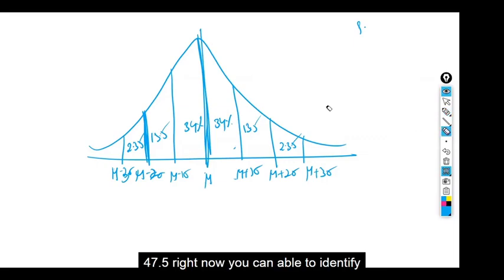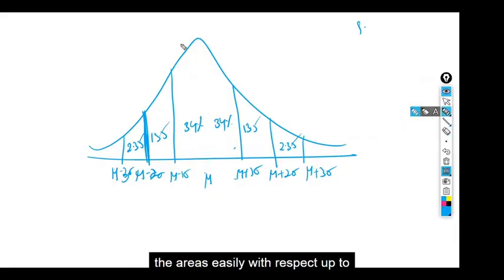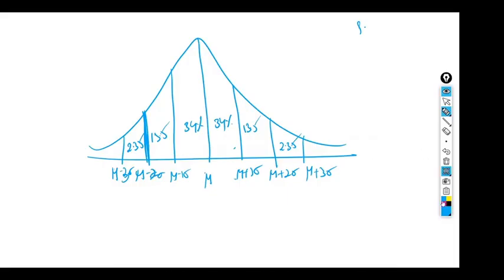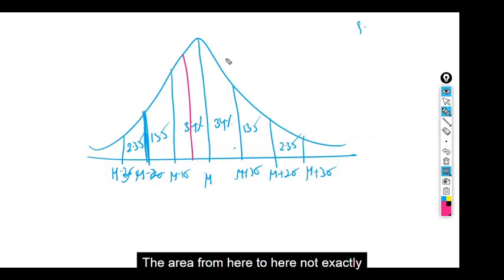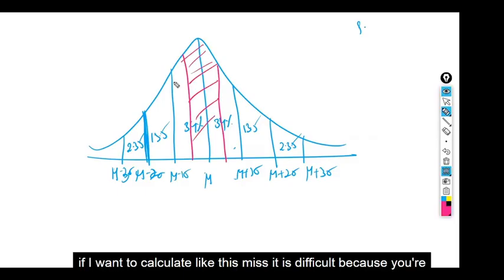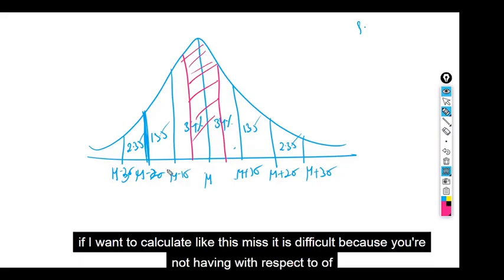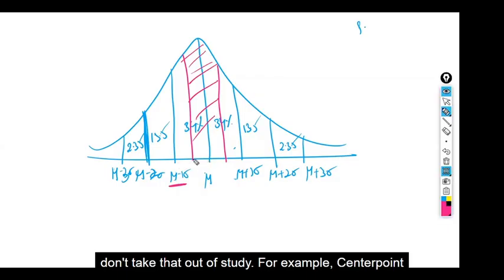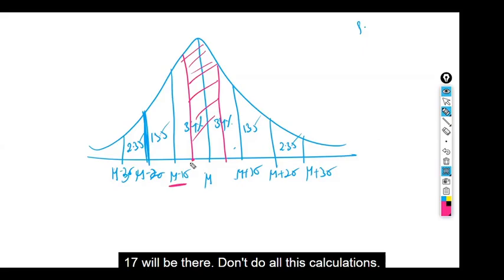If you are considering from here to here only, miss, 47.5, right? Now you can be able to identify the areas easily with respect to up to 1 sigma or minus 2 sigma. But I want now the area from here to here, not exactly from this point or this point. If I want to calculate like this, miss, it is difficult. Don't take that out of 34, exact center point 17 will be there. Don't do all these calculations. Example I have drawn randomly. You can't measure exactly, it is 0.65 or 0.5 now.